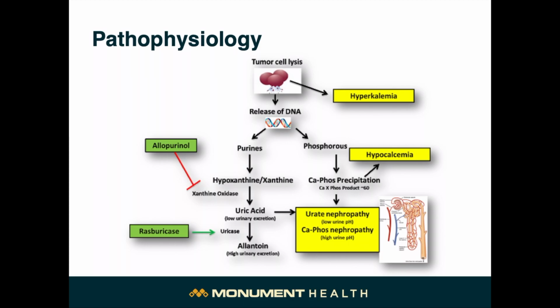When this happens suddenly, we end up having hyperkalemia, hyperuricemia, and hyperphosphatemia. Because of the hyperphosphatemia, we actually have calcium and phosphorus precipitation, and this will lead to hypocalcemia. This can have life-threatening effects, specifically on the myocardium, the kidneys, and the central nervous system.